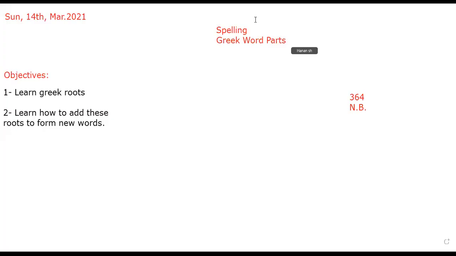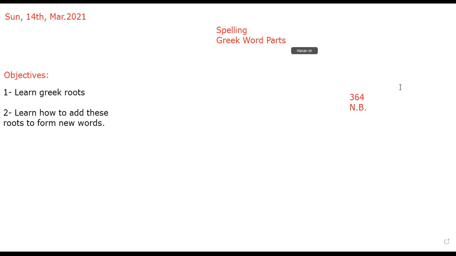Today we are going to talk about spelling, and we are going to have Greek word parts. We learned before that the English language is a great language because its source didn't come from English itself, but from other languages. These languages sometimes were affected by the Greek language or the Roman language or the Latin language, or even other languages, like for example, Arabic. These words came into the English language, and from these words, they made new words in their language. So this is what we are going to learn, inshallah.